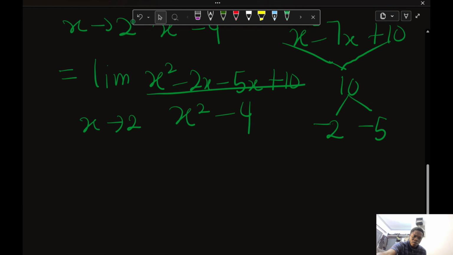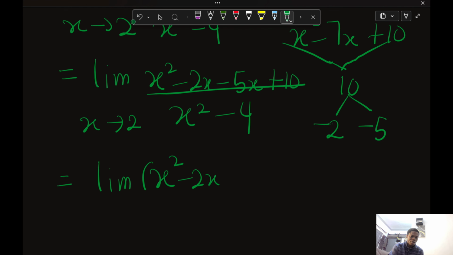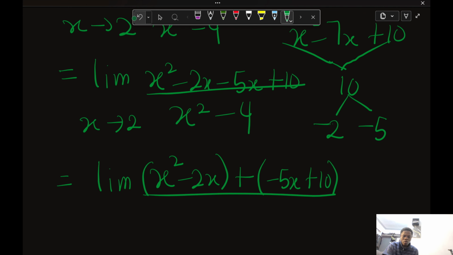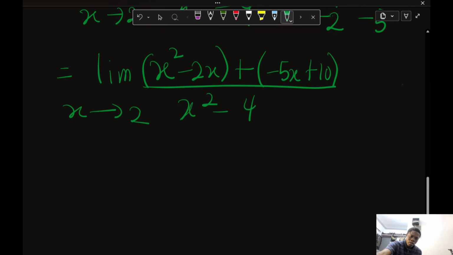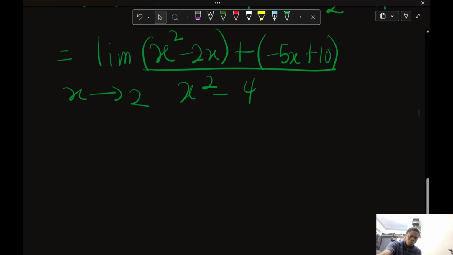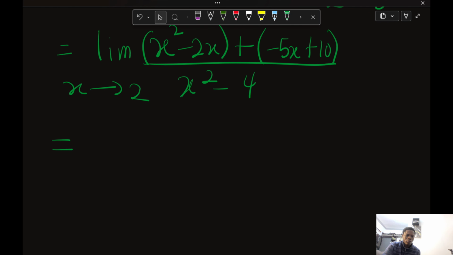We continue to simplify. We are going to get our limit, that is x squared minus 2x in one bracket, plus negative 5x plus 10 in another bracket, all over x squared minus 4 as x approaches 2. So we continue to work on it.